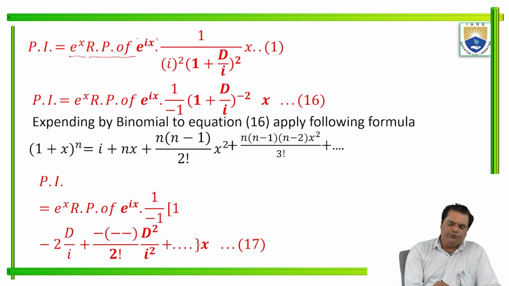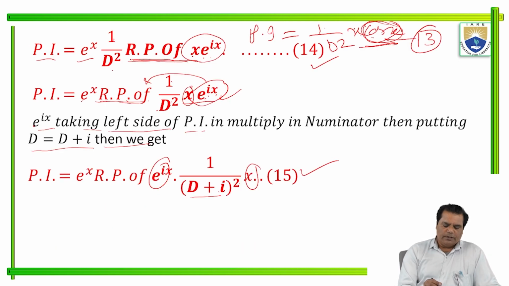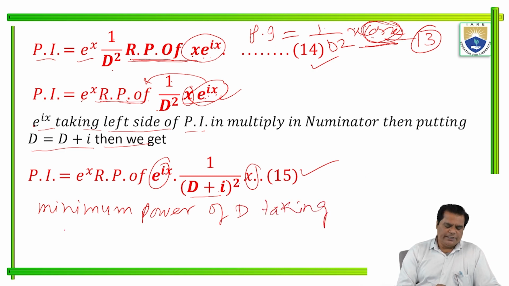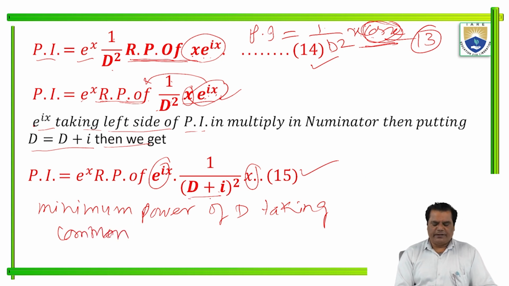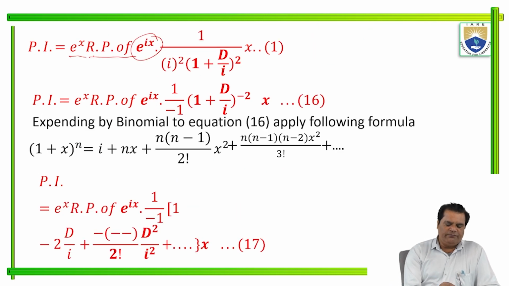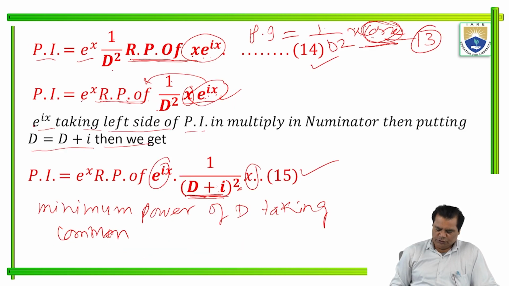So e to the power x, RP of e to the power ix, 1 upon... Now here, take the minimum power of D common from the denominator. In this denominator the minimum power of D is D to the power 0 in one term and D to the power 1 in the other, so i is taken common only. Here it is squared, so i square is taken common. Now e to the power x, RP of e to the power ix, i square taken common from the bracket, so here 1 upon 1 plus D upon i whole square, into x. This is equation 16.